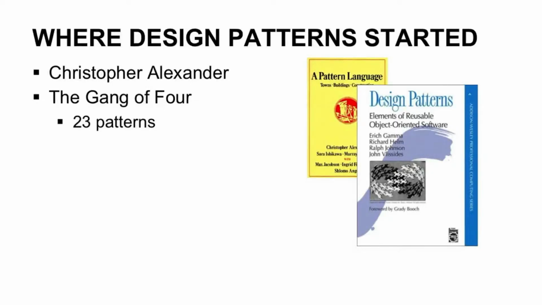Where did design patterns originate? An architect called Christopher Alexander discovered patterns in architectural designs, and he published a book called A Pattern Language: Towns, Buildings, Construction in the 1970s. This defined 253 patterns that formed what he called a pattern language.